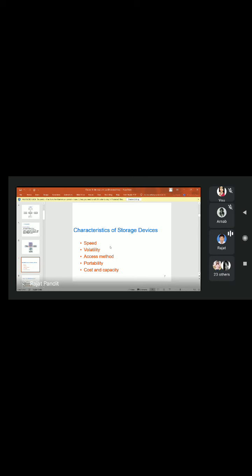So volatile means if you switch off the current, all the memory information will be lost, whereas non-volatile means that after switch off, the memory or the information is preserved. Depending on that, RAM and ROM are divided into volatile and non-volatile memory. Then the access method, portability, the cost and the capacity.